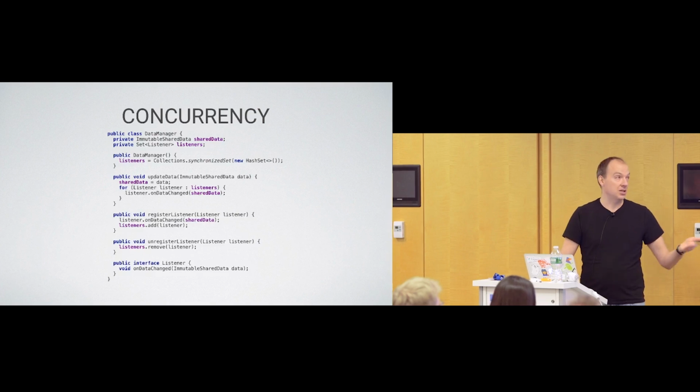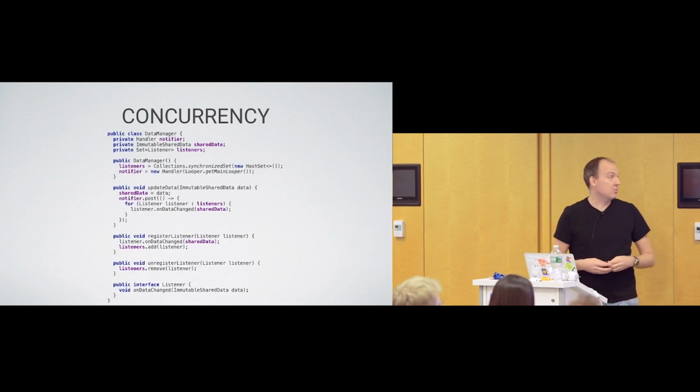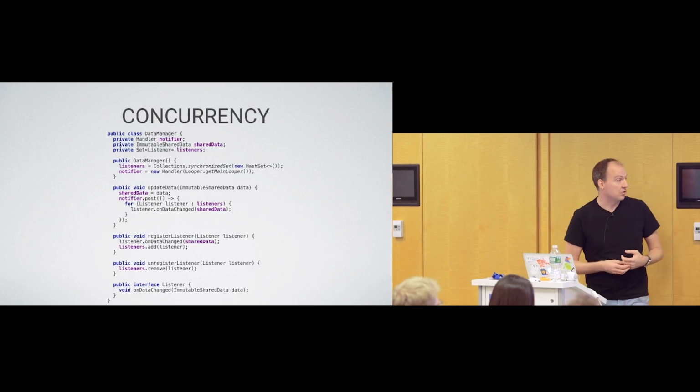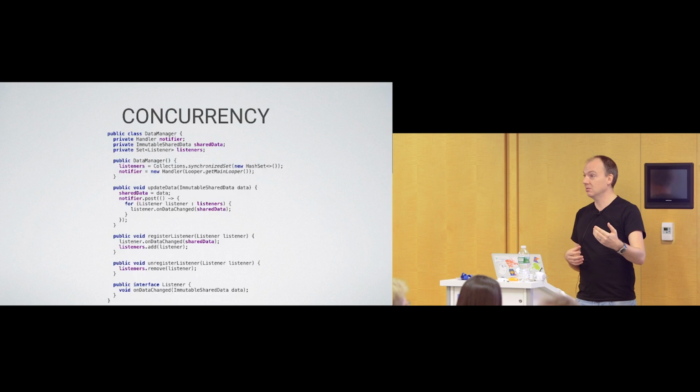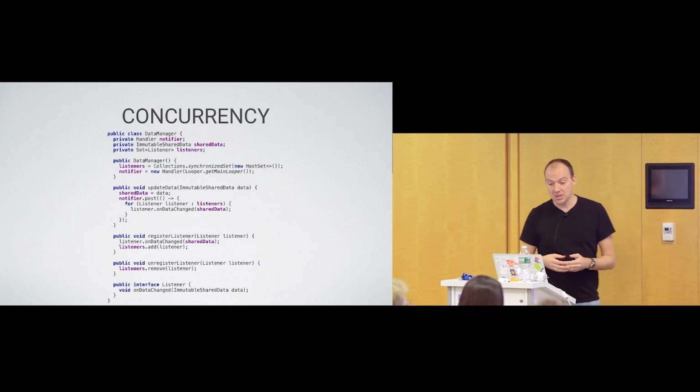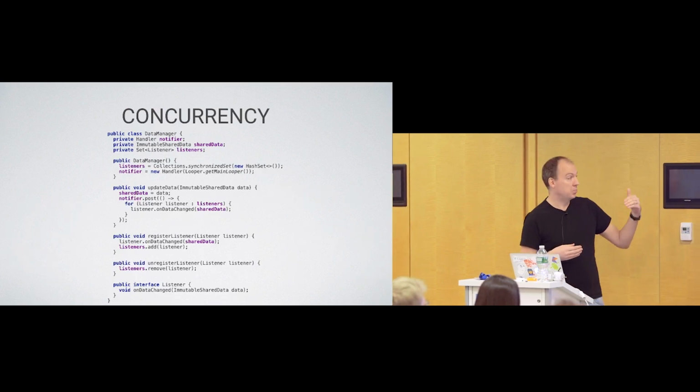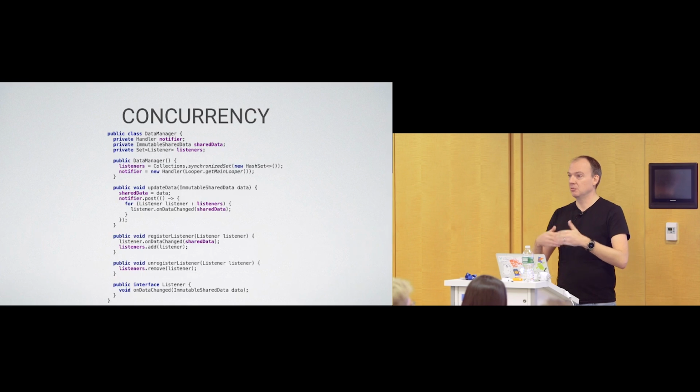You can either do that in your activity or fragment or whatever, or you can actually do it in your data manager here. So you use a handler which uses the main thread, main looper, and then call post on a runnable, which will do the work instead. And now we're done.